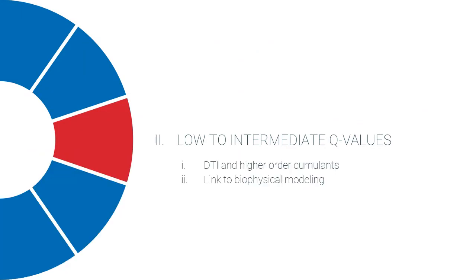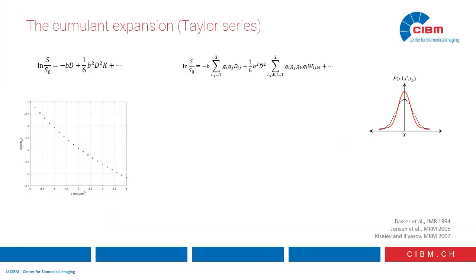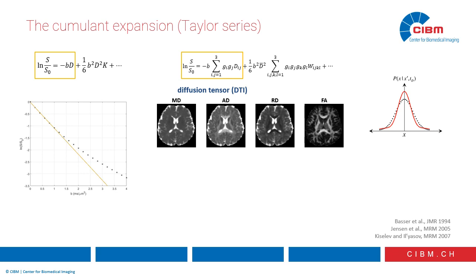Now, what do we make nonetheless of the low to intermediate Q values? So of course, in this regime, we can use the cumulant expansion, which is really a Taylor series of the log of the signal in powers of B. And if we stop at the first order approximation, we have DTI. So you can see that in order to approximate this decay with a linear function, we have to stop at a B value of about 1. Beyond that, it doesn't approximate it well, of course. And we get typical metrics such as mean, axial, radial diffusivity as well as fractional anisotropy.